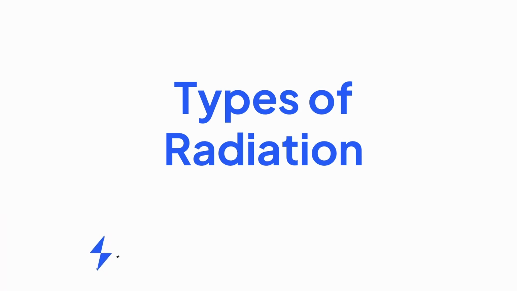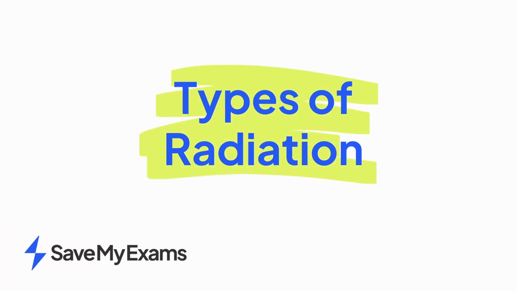Hi! In this video, we'll be looking at different types of radiation. Some isotopes are unstable. Their nuclei emit radiation to become more stable. There are three main types of radiation you need to know.